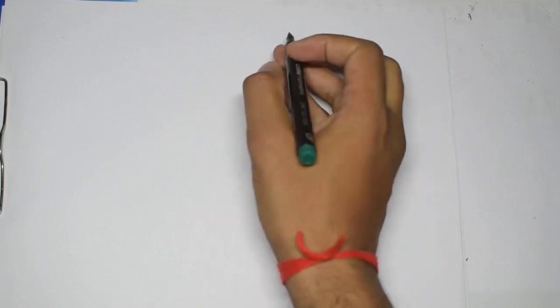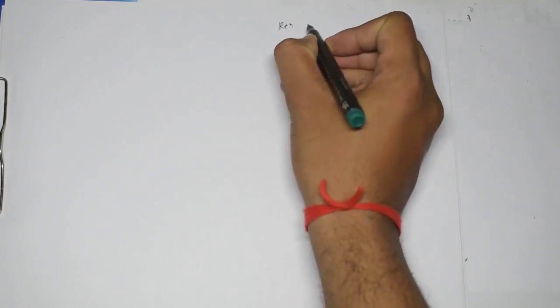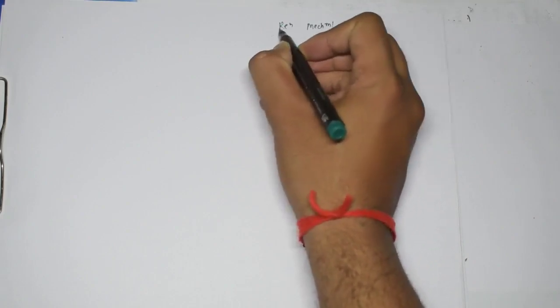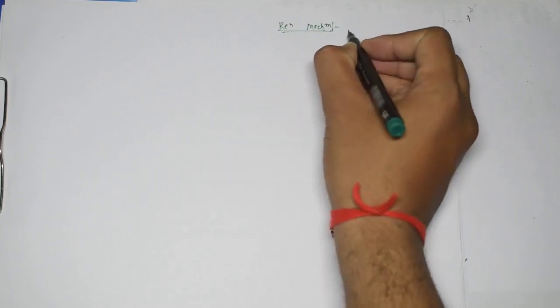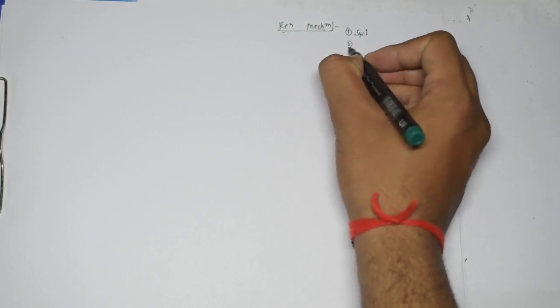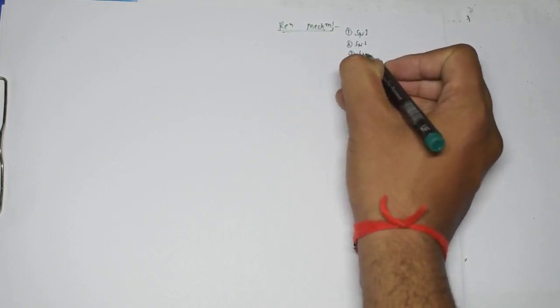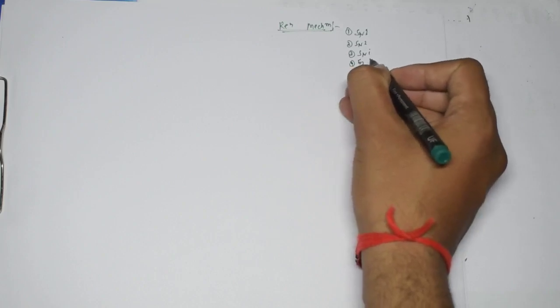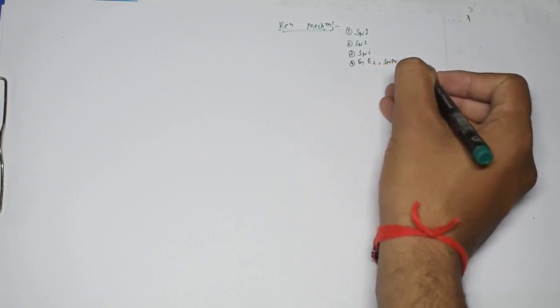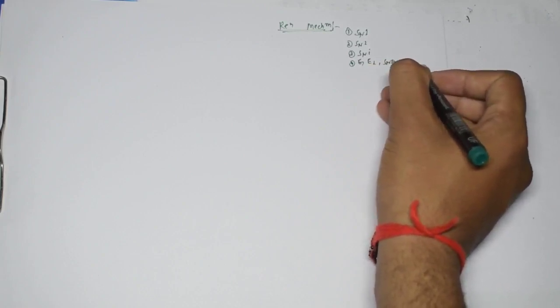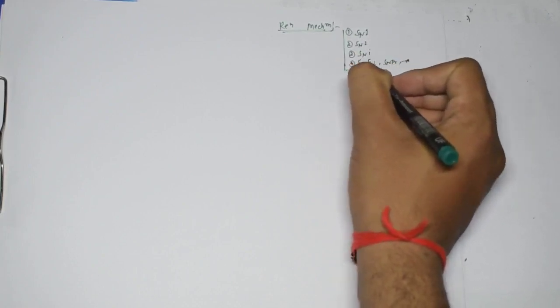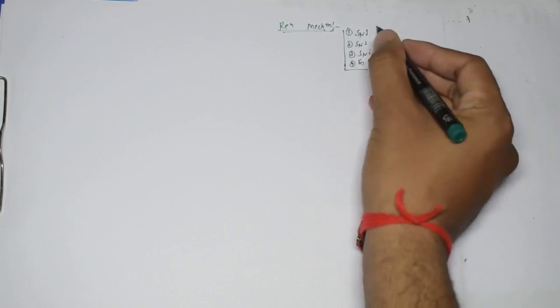So in this lecture, we are going to start our new chapter, that is reaction mechanism. This chapter will be very important for you because in this chapter we will understand all types of mechanism possible in organic chemistry. For example, let's say we will discuss here SN1, SN2, E1, E2, SNAr, right? And whatever the mechanisms are possible, we are going to discuss in this.